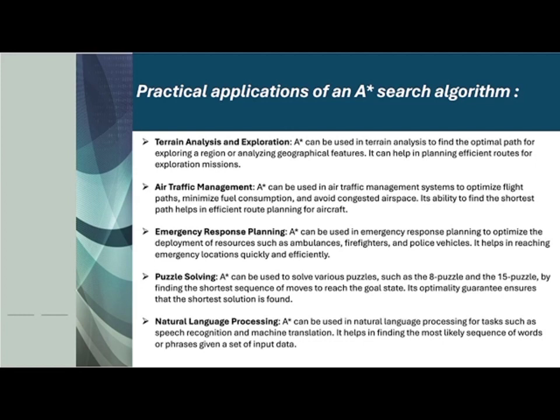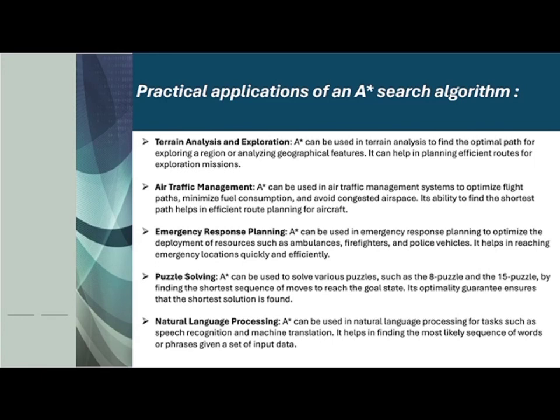The fourth one is puzzle solving. A-star can be used to solve various puzzles, which includes 8 puzzles and 15 puzzles too. By finding the shortest sequence of moves to reach the goal state, its optimality guarantee ensures that the shortest solution is found.